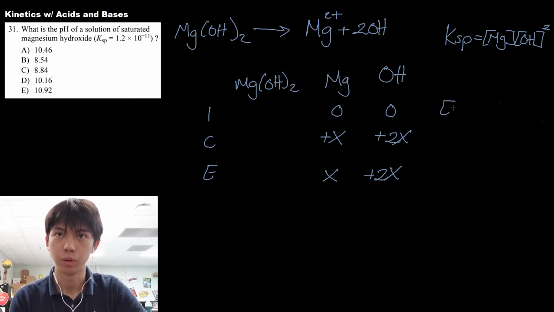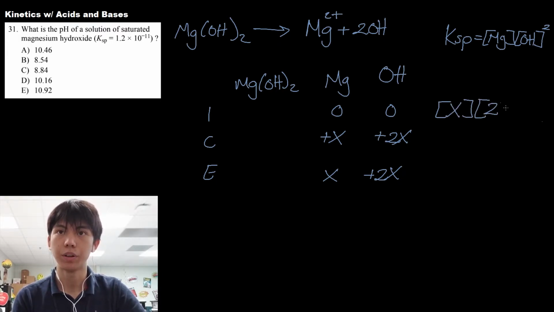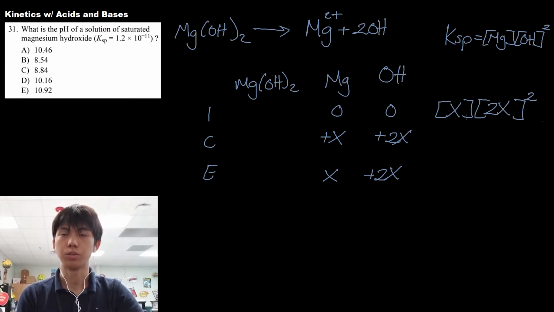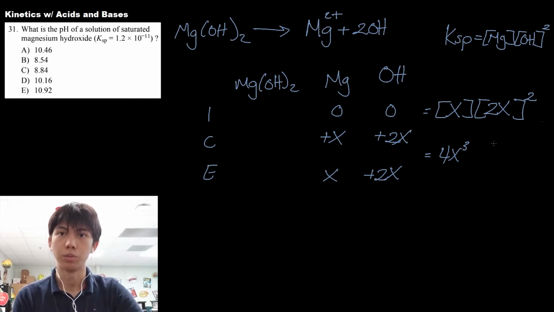So let's just plug it in. The molarity of magnesium times the molarity of your hydroxide, and you square that here. So your KSP equals this, and this should equal 4x squared. So 4x squared times x is simply 4x cubed. And this is equal to your KSP, which is already given, which is 1.2 times 10 to the -11th, right?